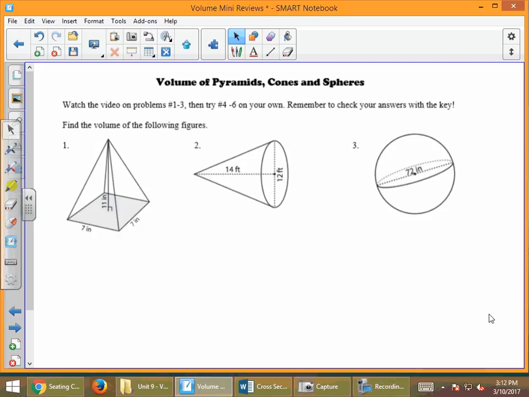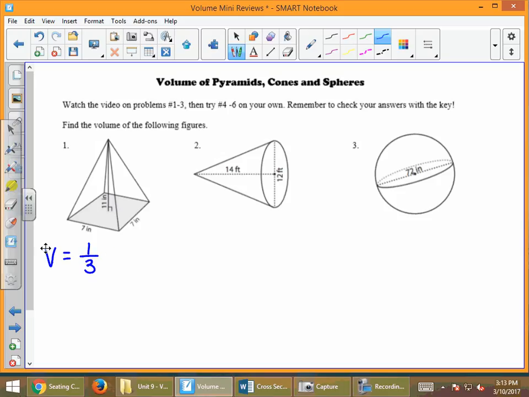In this extra review, we're going to talk about the volume of pyramids, cones, and spheres. Whenever you're trying to find volume, again, identify the shape. Okay? We look at number one, everything is coming to a point. So we would say this is a pyramid. So write down the formula for the volume of a pyramid.